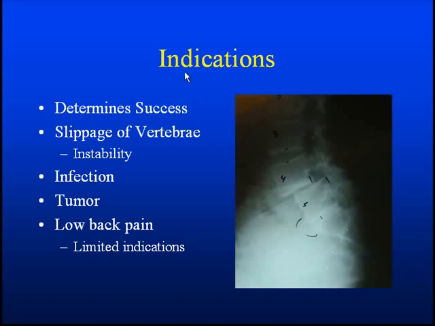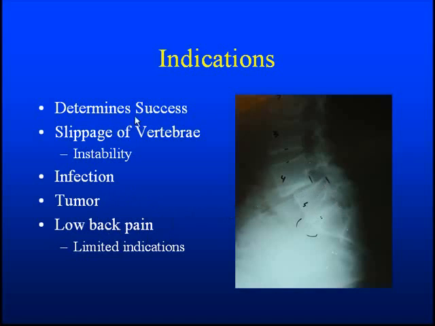First things I'm going to look at are the indications, meaning the reasons for which we do a fusion. The most common reasons fusions are done include slippage of the vertebrae, where we can see here the vertebrae all align well, and then bam, there's a forward slippage of this vertebrae relative to the others. Infections, tumors, or low back pain.